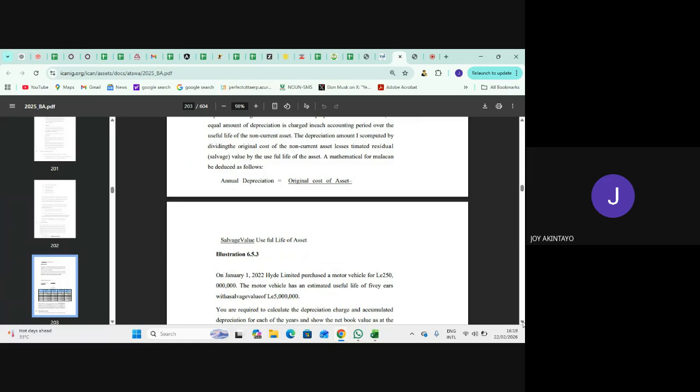The formula is the cost of the asset minus scrap value, everything divided by the useful life. So annual depreciation using the straight line method is just the cost of our asset minus salvage value or scrap value, everything divided by the useful life of the asset. Now, they gave us an example.